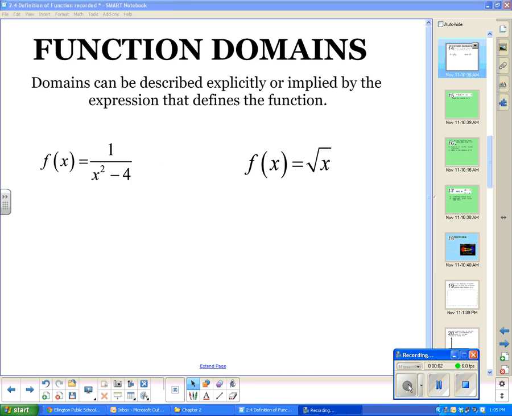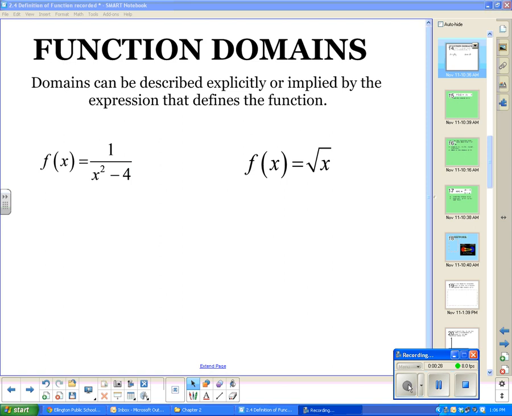Okay, this is Mr. Flamino again, picking up where we left off with section 2.4 with our definitions of functions. In this section, we're going to talk about function domains, the graphs of functions, and some other characteristics as well. So for function domains, remember, that's the set of inputs. They can be described explicitly or implied by the expression that defines the function.